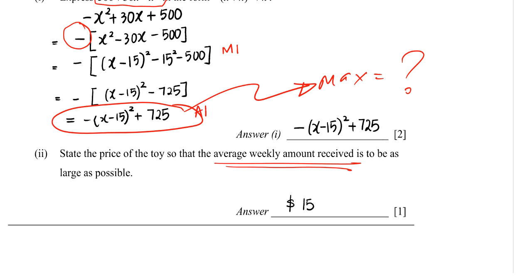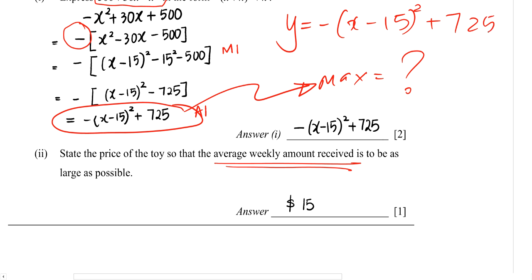Okay, so this one refers to the weekly amount of money received. Of course, if you are running a business, you want to have as much money coming in as possible, right? So you realize that for different prices of the toy that you set, you will get a different amount of money coming in, right? Okay, now tell me, what does this graph look like if I sketch the graph of y equals negative (x minus 15) squared plus 725? What does this graph look like?